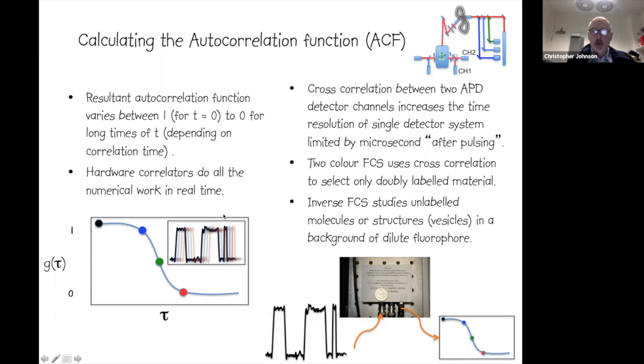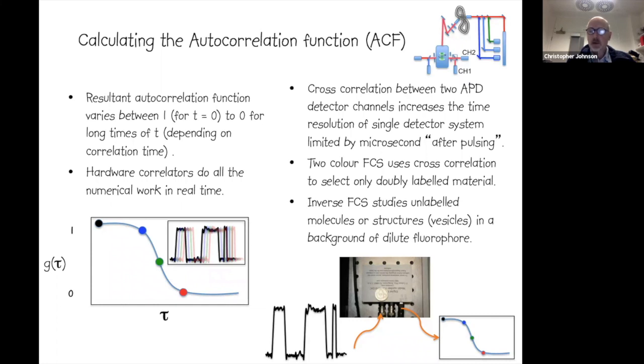They also have the option to look at cross correlation, which is very useful in that APDs have a property known as after pulsing. By looking at cross correlation, we get an autocorrelation function of the signal which is correlated between the two channels. Obviously the after pulsing in these two channels is not in any way synchronized, so it will not correlate. This allows us to access sub-microsecond time domains, as you'll see in a minute.